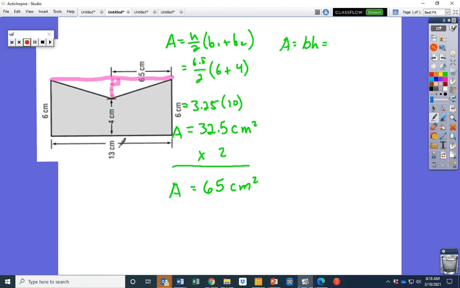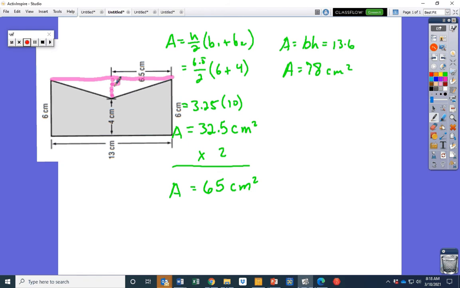And that would be 13 times what? Times 6. Okay. Now if you do 13 times 6, what's 13 times 6? What's 10 times 6? 60. What's 3 times 6? 18. What's 60 plus 18? 78. Now I have 78 centimeters squared. That's the area of this entire rectangle.